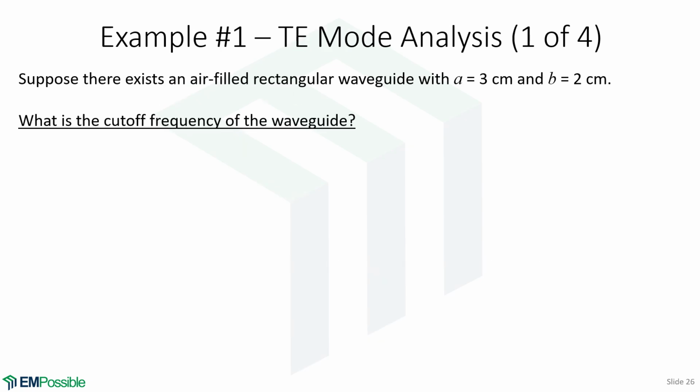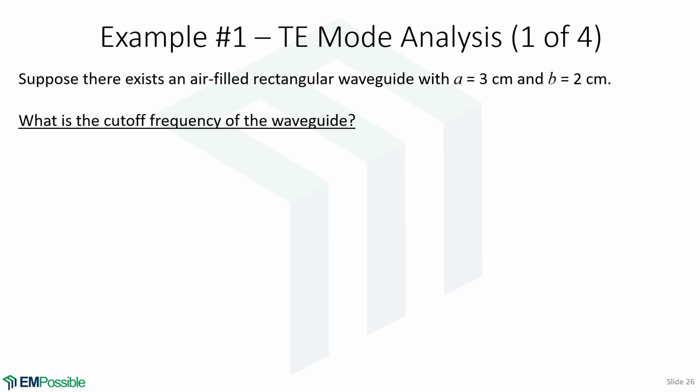Let's do an example. Let's say we have an air-filled rectangular waveguide. That is the most common case, although we could fill it with a dielectric, but let's use air. And let's say that A, the width of the rectangular waveguide, is 3 centimeters, and B is 2 centimeters. So first question is, what is the cutoff frequency of the waveguide?